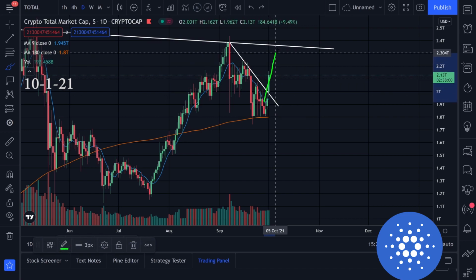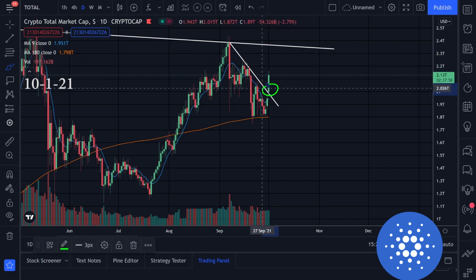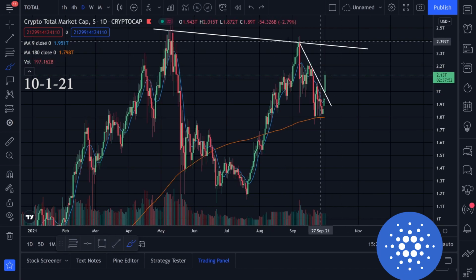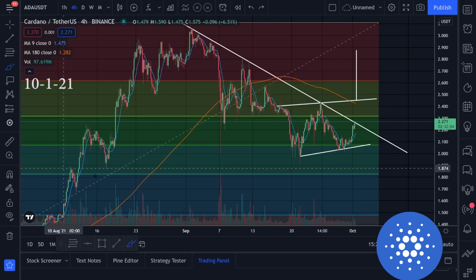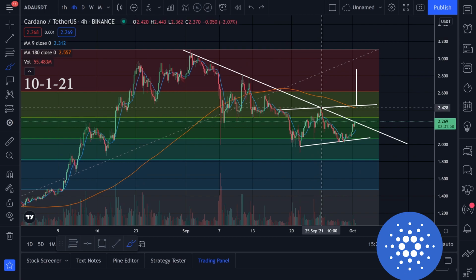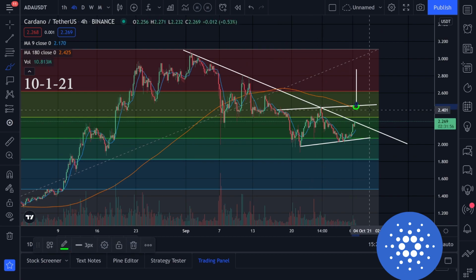It does look like we're getting some nice momentum though, and I do like the way that we broke out of this 9 moving average and this downtrend. Let's keep an eye on this resistance level though. Alright, so we're back on Cardano, and like I said, we really want to break through this trend line right here. The next level we'll be targeting is around 2.42. Let's see if we could break through that level right there.